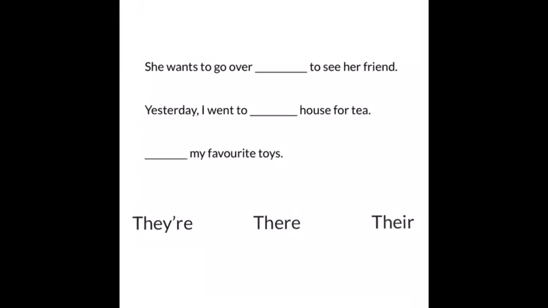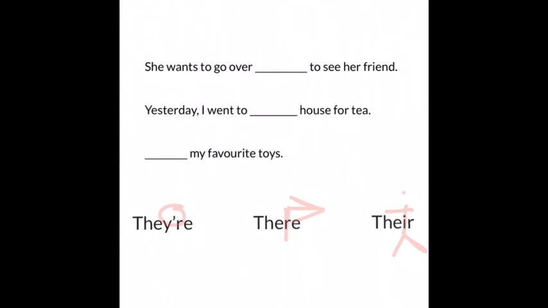Here's 3 sentences. The first one says, she wants to go over there to see her friend. Now you need to choose from the 3 there's at the bottom, and I would like you to write that sentence using the correct homophone. So remember, you've got they're, as in they are, with the omitted A. You've got there, as in over there, with the arrow. And you've got their, as in it belongs, with the person.